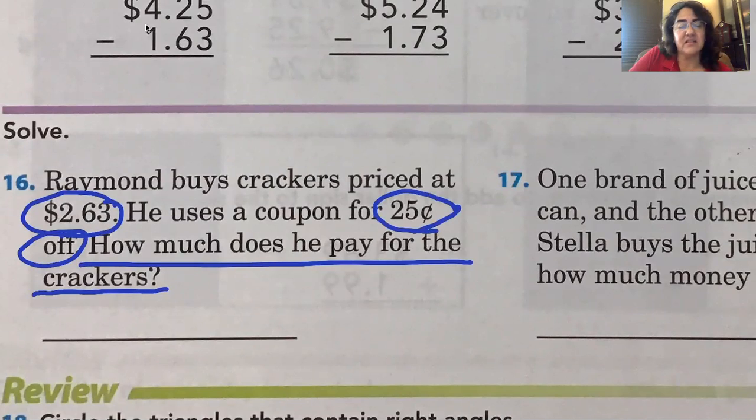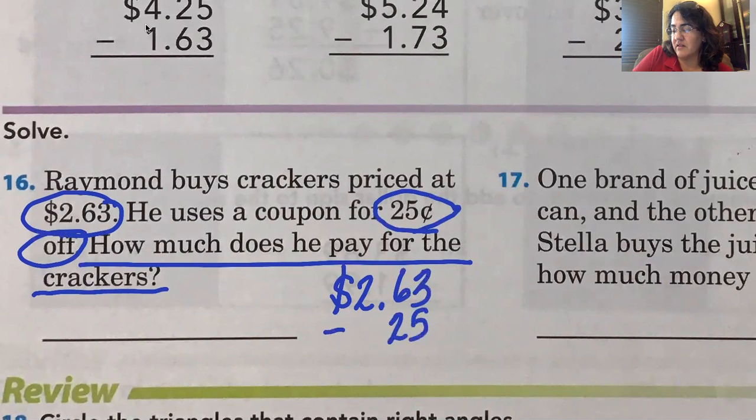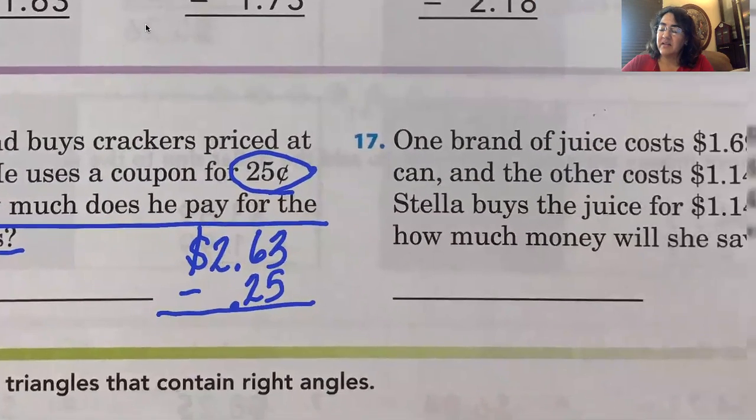Now, in order to figure this out, we have to set up our problem. Caesar, can you help me? We started with $2.60, or I'm sorry, the crackers were $2.63. We have to subtract the 25-cent coupon. So we need to make sure we line up our decimals so we get the right answer. Yes? Okay. Guys, I think you know how to do that. That's all set up for you. Let's set up the next one, and then I'm going to let you do your work.